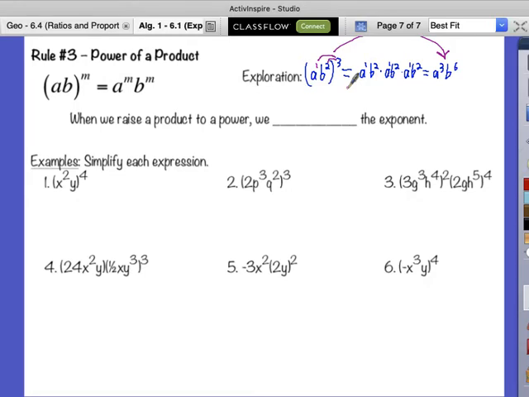Okay, focus back in. When we raise a product to a power, we have product multiplication being raised to a power. We blank the exponent. What math is this? Multiplication. We call it what? Distribute. Okay? You take the exponent on the outside of the parentheses and multiply it to each exponent inside.